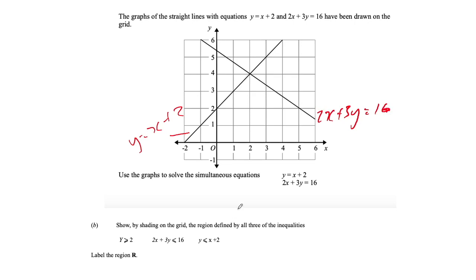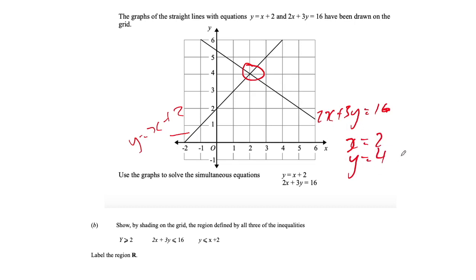Right, once we've done that, to solve the simultaneous equation, all we have to do is locate where the lines cross, which is right here. And we look at the coordinates, so we've got 1, 2, x is going to be 2 because it's along the corridor, and y is going to be 4 because it's up the stairs.